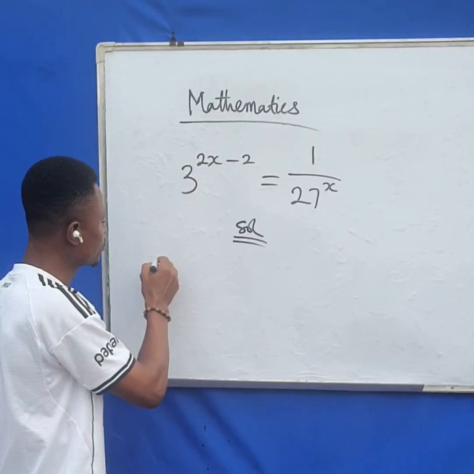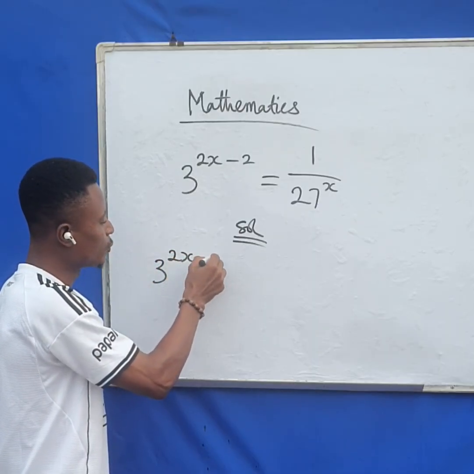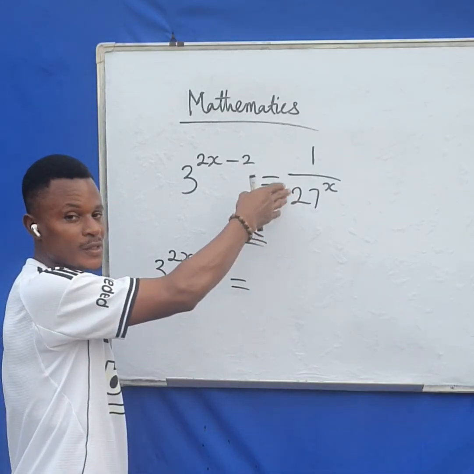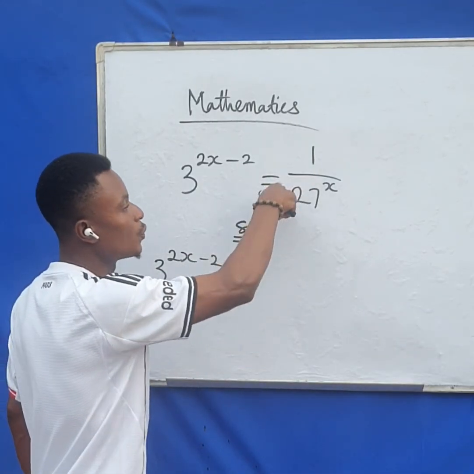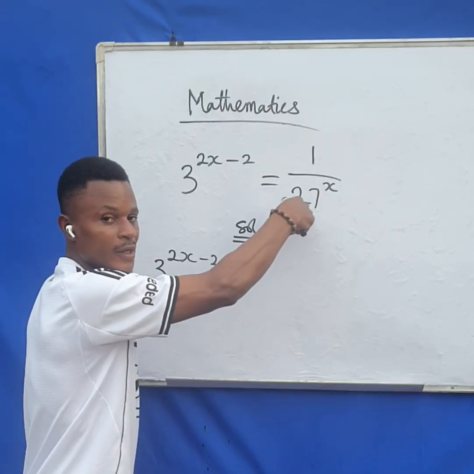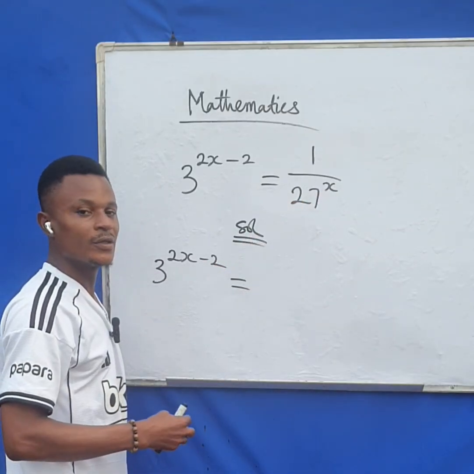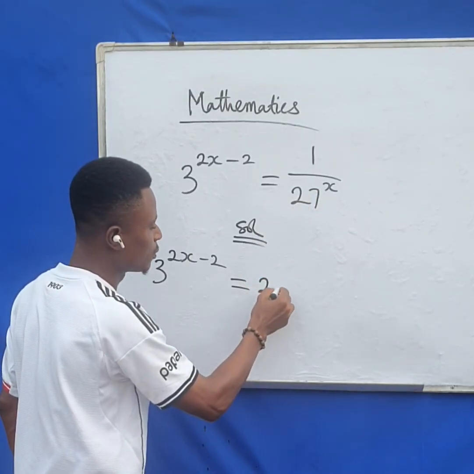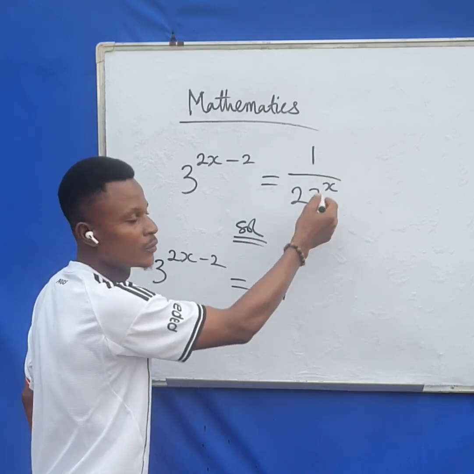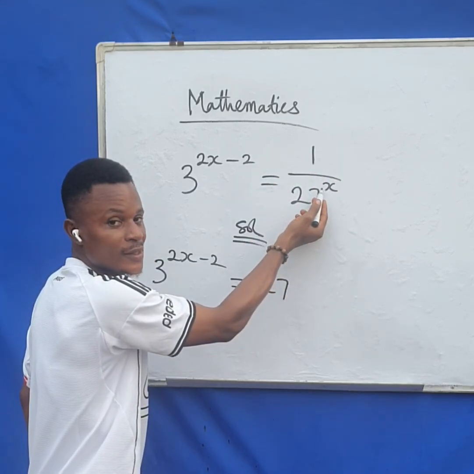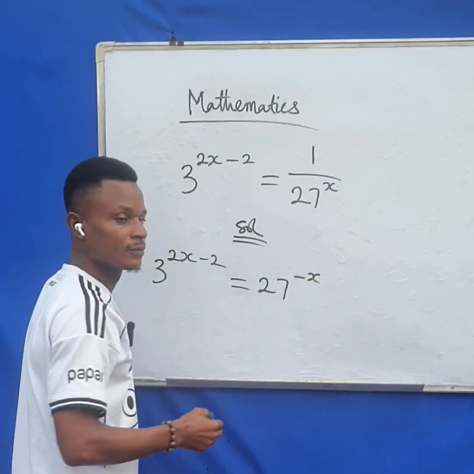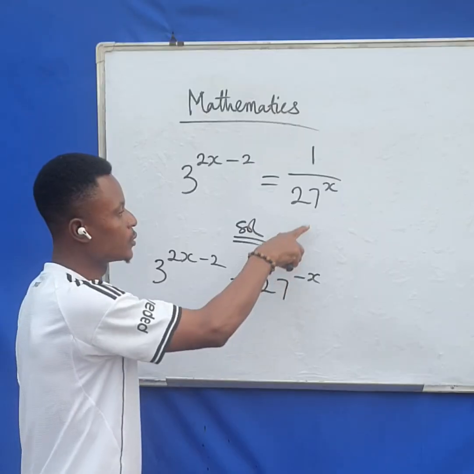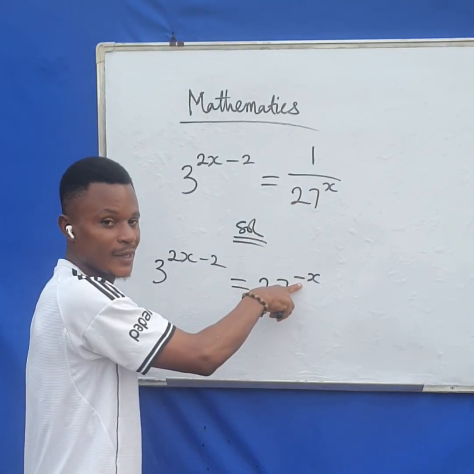Just rewrite this side where it is. We have 3 raised to the power of 2x minus 2, then equal to, now you see this right hand side, because we have 1 over this expression here, we can write it in normal exponential form as 27 raised to the power of, because of this 1 over, we are going to put a negative sign for this x here. It becomes negative x. Supposedly if this x was negative, it would change to positive, but because it is positive here, that's why it is changing to negative.